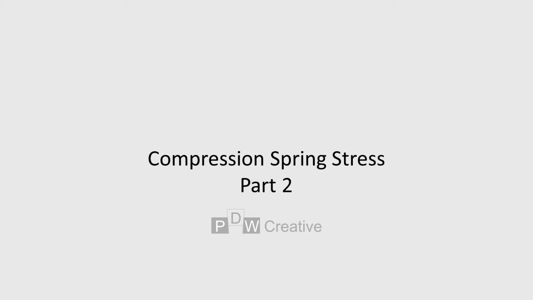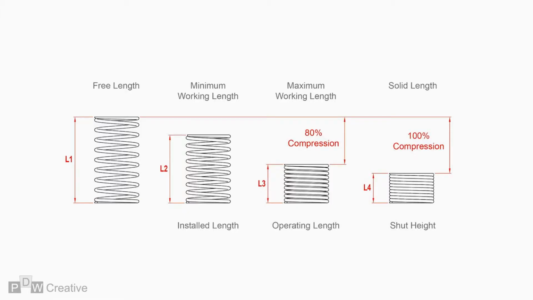In compression spring stress part 1, we investigated force and stress profiles. Let's move on to the calculations. To recap, our spring has at least 3 states, with the spring operating between min and max working lengths.